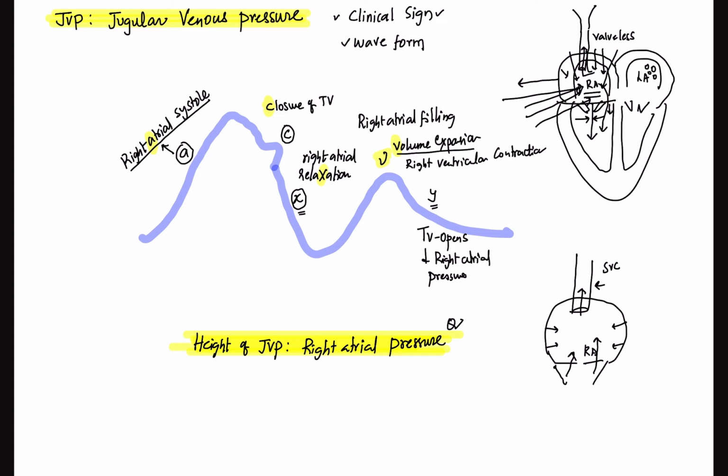So A is right atrial systole, C is due to closure of the tricuspid valve, X is right atrial relaxation, V is volume expansion, which occurs during right ventricular contraction, that is atrial diastole, also known as right atrial filling, and Y is the Y descent, which occurs due to opening of the tricuspid valve, which leads to a sudden fall in right atrial pressure. If you understand these waveforms, then it is easy for you to understand the JVP wave abnormalities.